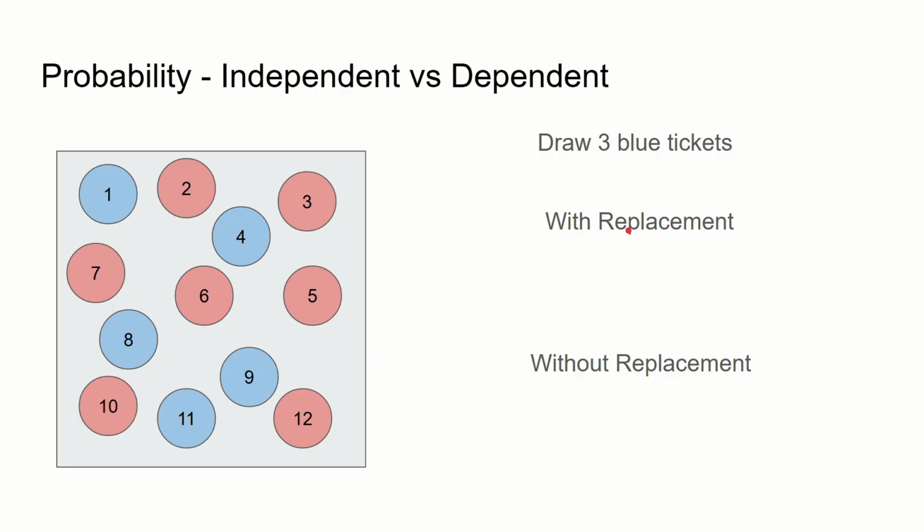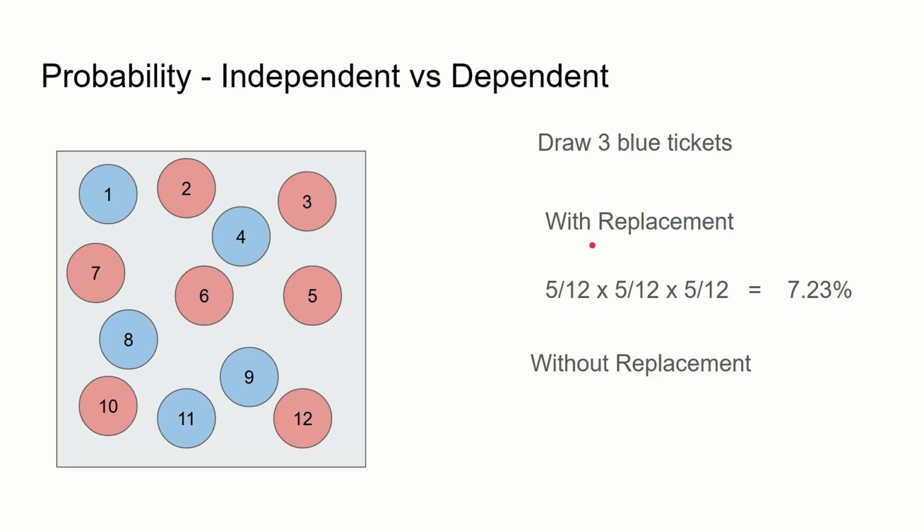So first let's look at what's the probability of drawing 3 blue tickets with replacement. So there's 5 blue out of 12 total. So each time we draw, there's going to be 5 out of 12. And so it will simply be 5 out of 12 multiplied 3 times. And that gets us about 7.23% of the time.